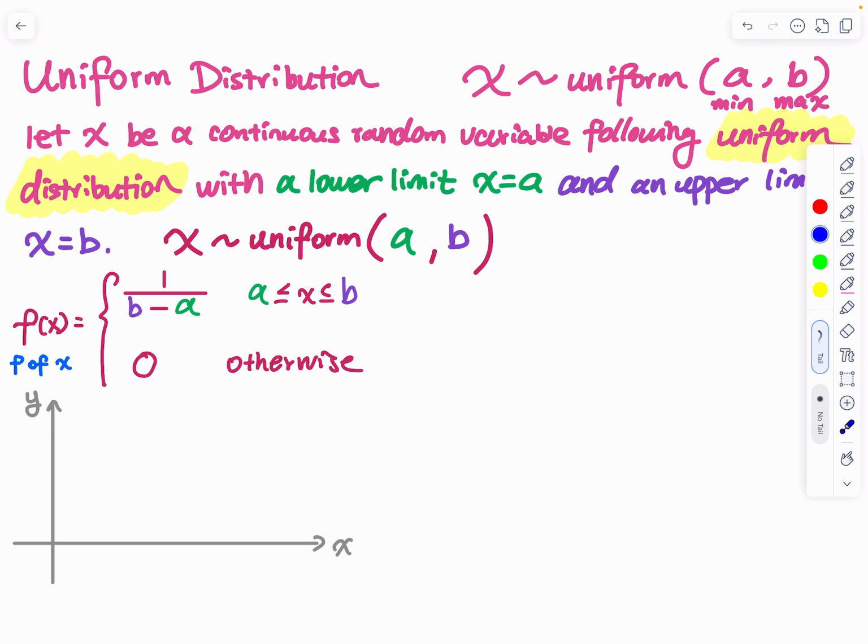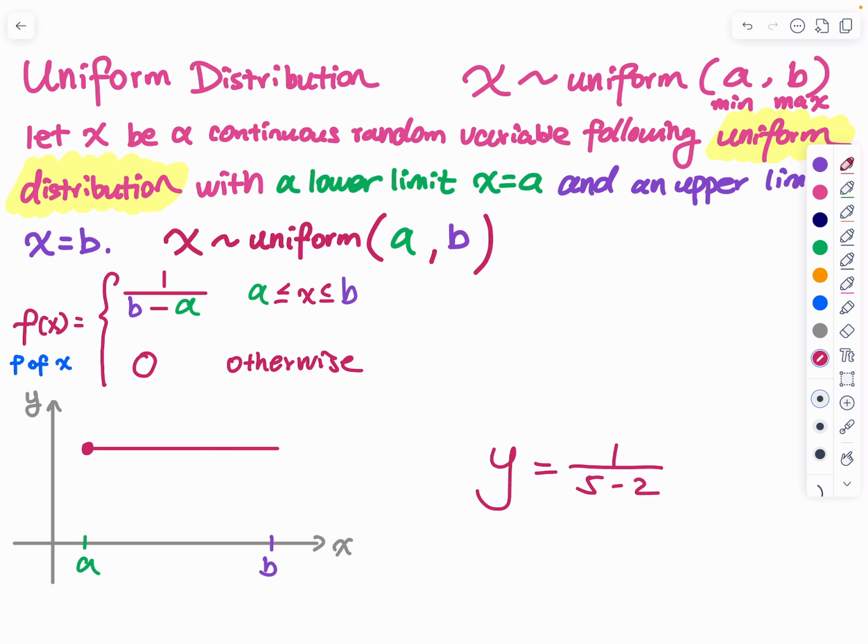All right. So this one I have from A to B. Let's put my lower limit A and my upper limit B, like that. And then f of x equals to that fraction. That is the same thing as saying y equals to 1 over, let's say, 5 minus 2. You should know what the graph looks like, and that will be a horizontal line. I want this horizontal line between A and B. So at A we have a point, and at B we have a point, and this is a horizontal line.